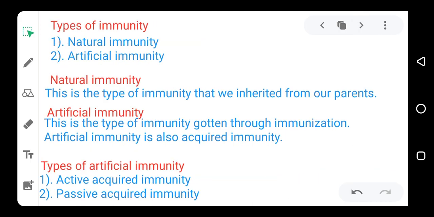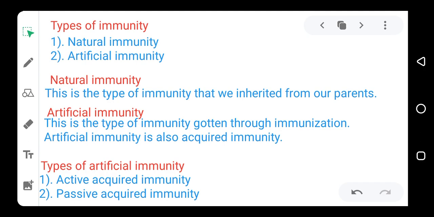Then we look at the types of immunity. We have two types of immunity: natural immunity and artificial immunity. Natural immunity means your natural ability to protect yourself from diseases. This natural immunity, you get it often from your parents, so it is hereditary. Most of them are hereditary. It is something you are born with.